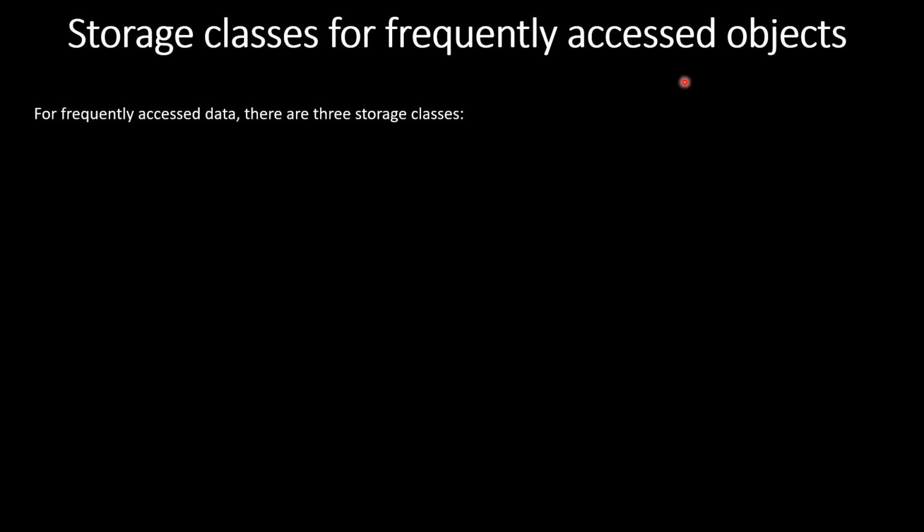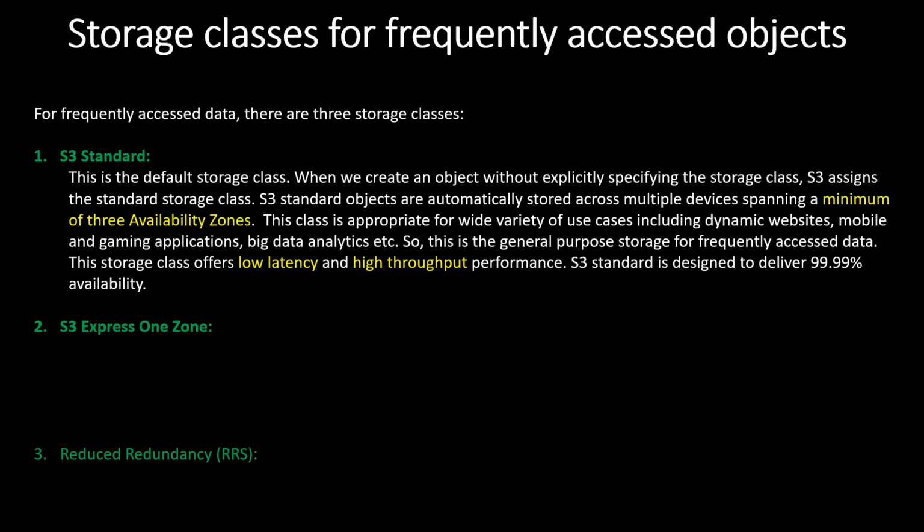So first, storage classes for frequently accessed objects. For frequently accessed objects, there are three storage classes: S3 Standard, S3 Express One Zone, and Reduced Redundancy, also called RRS. So S3 Standard is the default storage class. When we create an object without explicitly specifying the storage class, S3 assigns the Standard storage class.